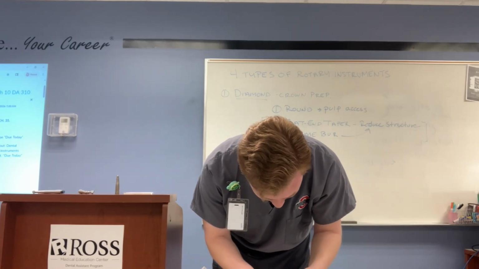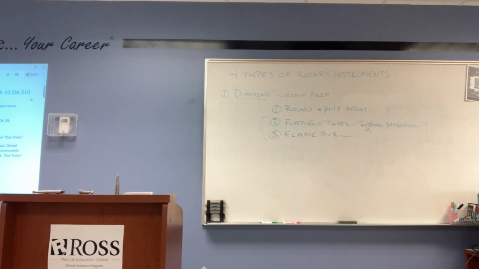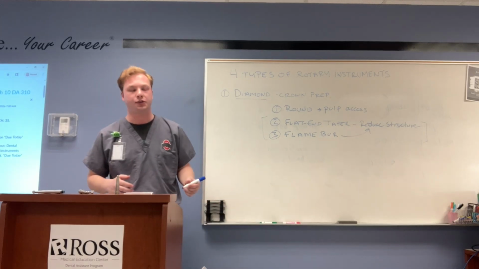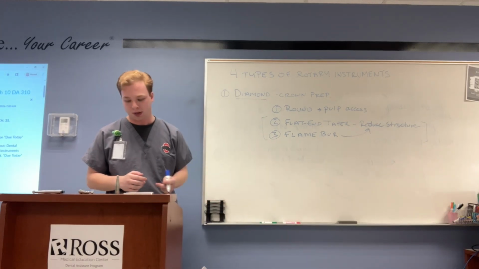So this is a diamond flame right there. You guys can pass that. So the flame burr and the flat end taper both are used in crown preparations or tooth preparations to reduce the structure of it.